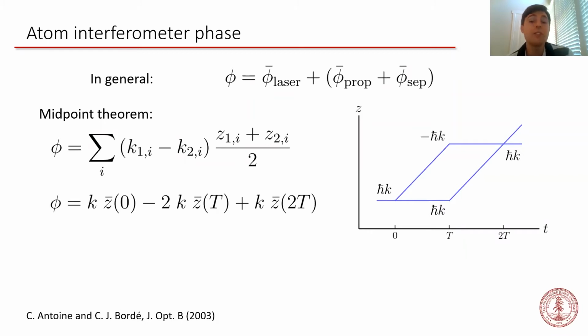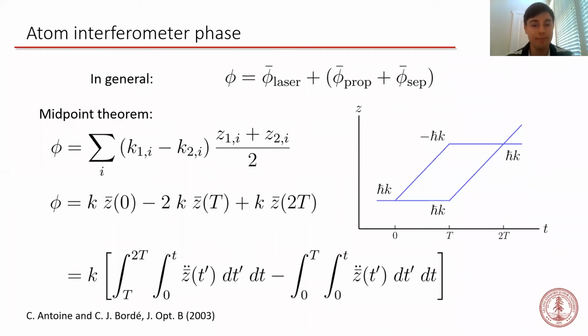To understand the physical content of the interferometer phase, we can rewrite it in terms of the midpoint acceleration, z double dot, to obtain this expression here. This expression indicates that the interferometer is an accelerometer. The interferometer phase contains information about the relative acceleration between the atoms and the laser during the interferometer time. As you can see from this expression, there are two ways to increase the sensitivity of the interferometer to accelerations. First, we can increase the interferometer time t.